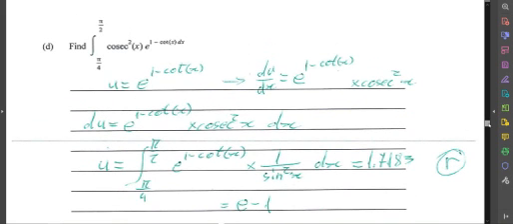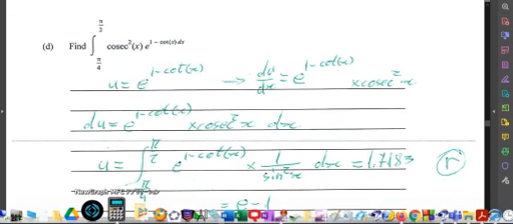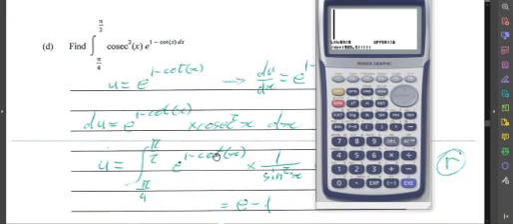It doesn't ask me for any integration or anything. What am I instead being asked to work out? What is cot? It's something that I don't have on my calculator. What is cosec? Also something which I don't have on my calculator. How do I write cosec on my calculator? Anyone? 1 over sine.